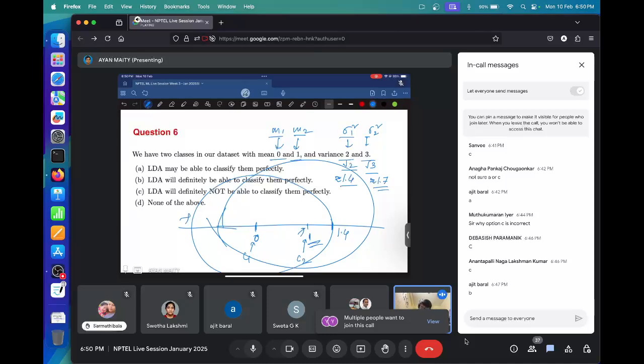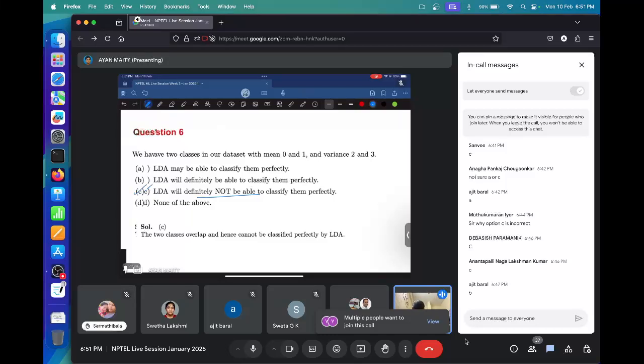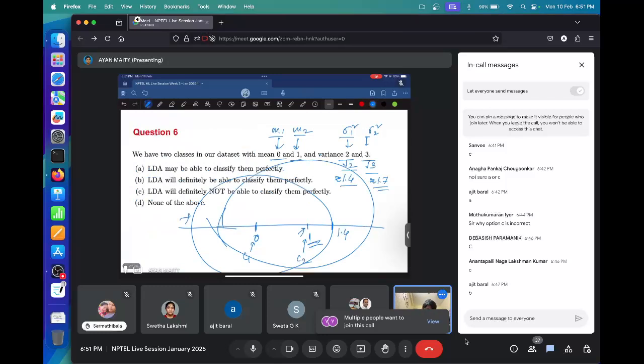So the two classes are overlapping. Basically the Gaussian distributions for the two classes are overlapping. So the LDA will not be able to classify them perfectly. So option C is the correct answer. It will definitely not be able to classify them perfectly. So is there any doubt in this question?